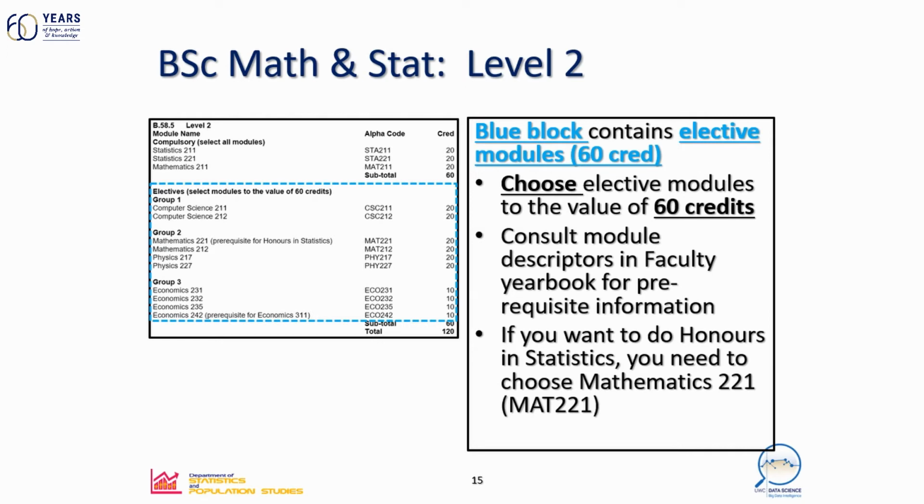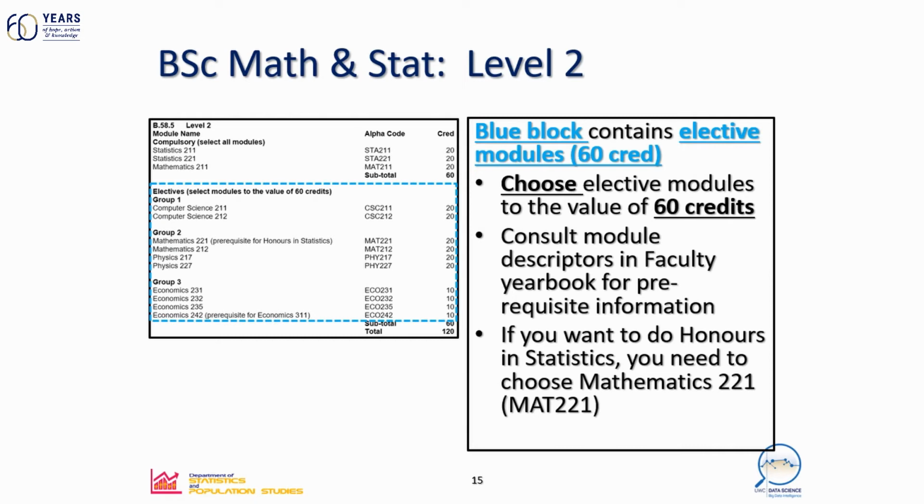At this point, you might also be thinking ahead to your postgraduate studies. Perhaps you would consider doing an honours in statistics. If that is the case, make sure that you choose Mathematics 221 as one of your electives, as this is a prerequisite for entry into an honours in statistics.